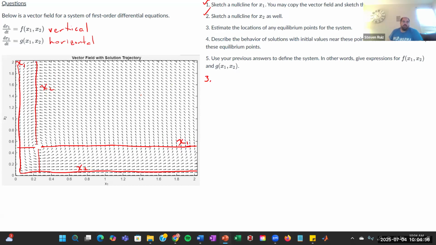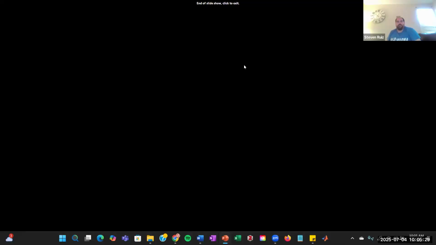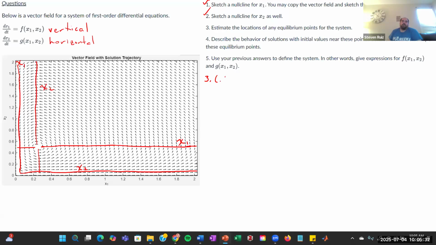It doesn't really matter what order we do this in, but let's be systematic. Let's look at this furthest left x1 null line. Does this cross any x2 null lines? If I follow it down, it crosses this x2 null line very near the origin. I will say 0.05, 0.05. I believe that is an equilibrium point.